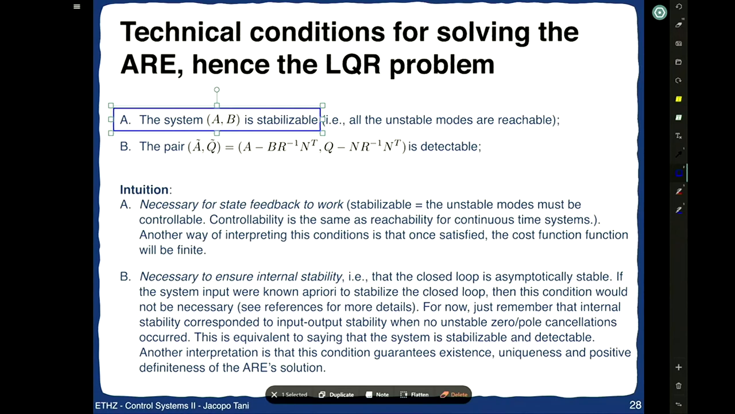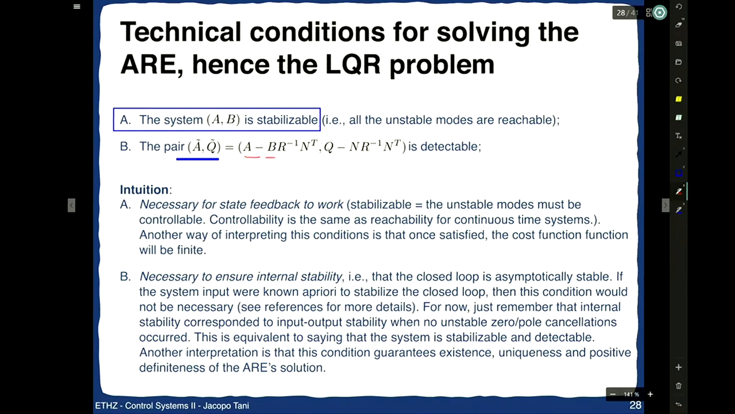And then, in order to actually have a unique solution that is stabilizing and positive definite and has all the nice properties, we require the pair A tilde, Q tilde, which has this relationship with the different weights and the parameters of the system, to be detectable. It has to be observable.